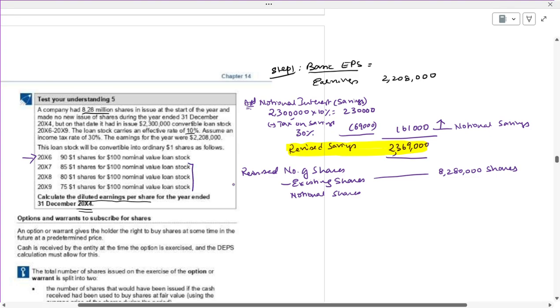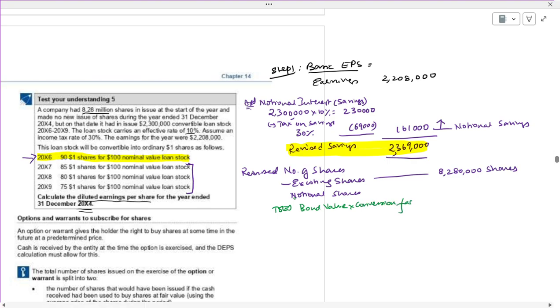They will give you this additional information, but they will not test it. We are assessing only for the first option. Bond value, the total bond value, into the conversion factor. Total bond value is 2.3 million. Conversion factor is 90 per 100. Are you clear about this?